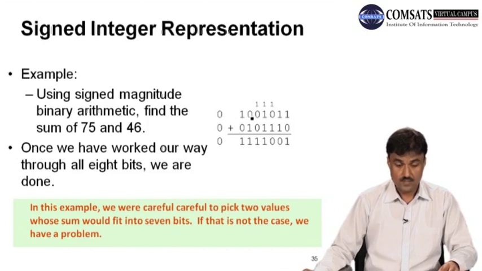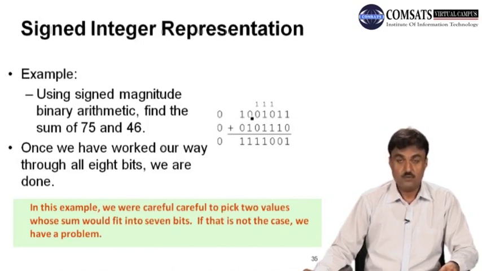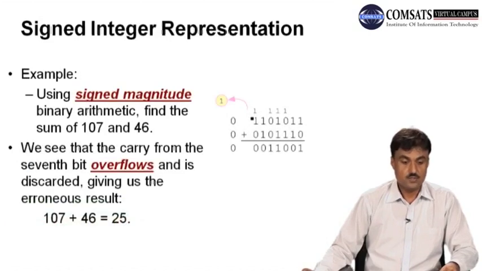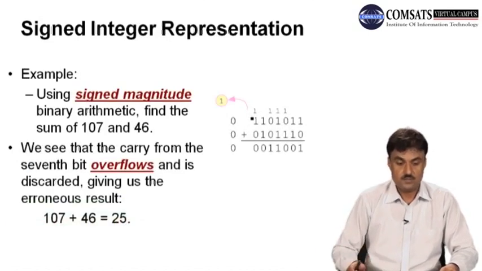You can see here we took two values, 75 and 46. We chose these two values very carefully, because the sum will fit in these 7 bits. If that is not the case, then we have a problem. We will discuss what the problem is.